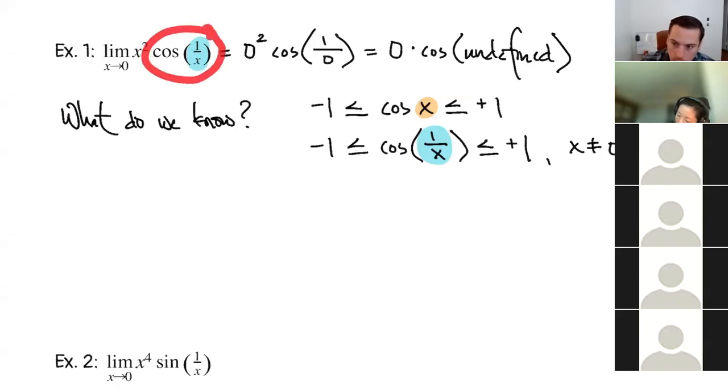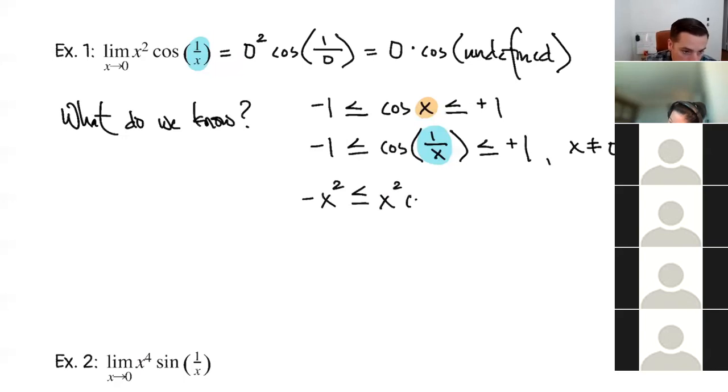We've got cosine of 1 over x. But now we need an x squared to make this middle part match that function. Okay. So here's what I'm going to do. I'm going to take the entire inequality and I'm going to multiply everything by x squared. Negative x squared, cosine of 1 over x, positive x squared.